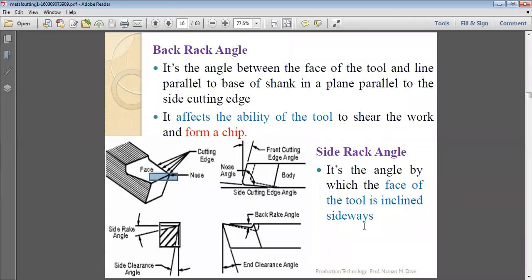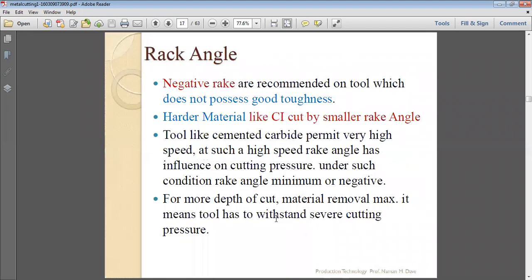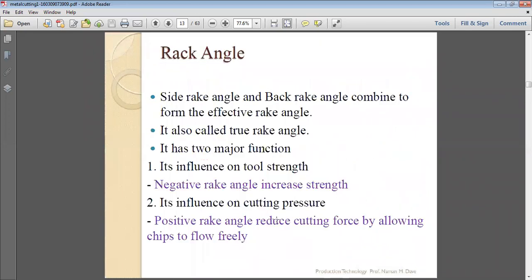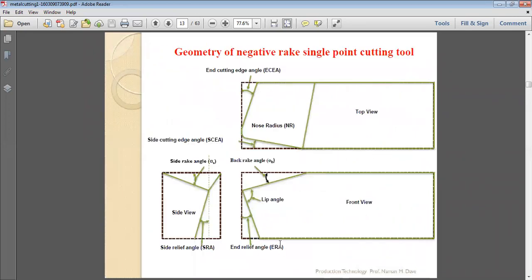Clear? So we were discussing two rake angles. The first one is the back rake angle, which is seen in the front view. The side rake angle is seen in the side view. The angle formed by the upper tip is the rake angle, and with the lower one is the relief angle. Negative rake is recommended on tools which do not possess good toughness. What positive and negative rake are, we discussed yesterday also.